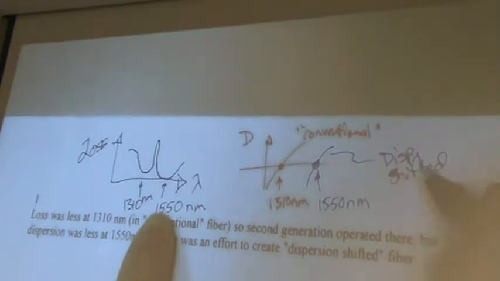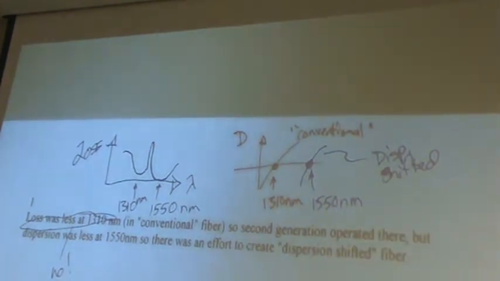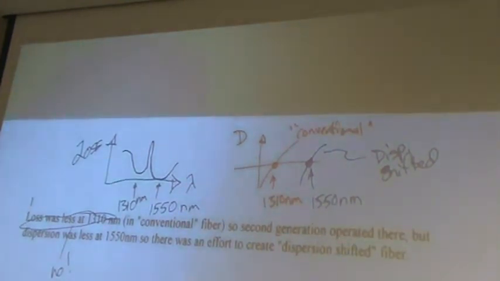Okay, so that's part of the history, and you have the full summary of the whole history, right? So getting back to answering the homework, loss was less at 1310 nanometers in conventional fiber. Like I said, that already is no. It wasn't less at 1310. That wasn't the reason to start at 1310. It was dispersion. So this is already false.